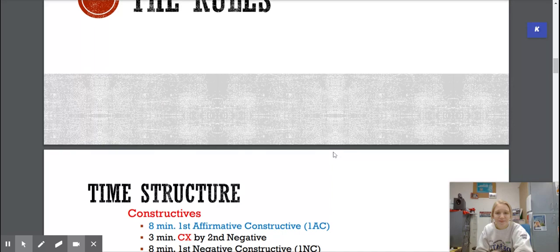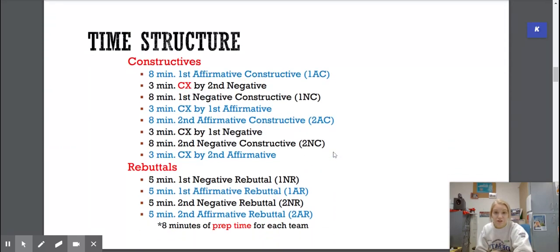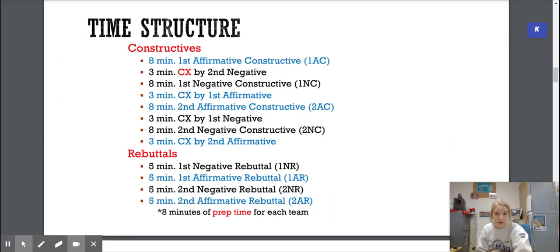Rules. So this is the structure of your speeches. You do need to know this, so definitely make sure to write this down. Every speaker gets one 8-minute speech and one 5-minute speech. Every speaker will be asked questions for 3 minutes, and every speaker will answer questions for 3 minutes. If you know those basics, you got it.